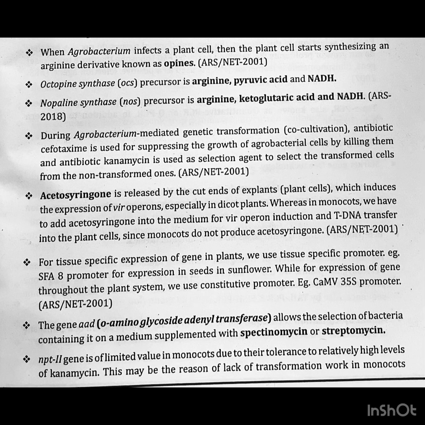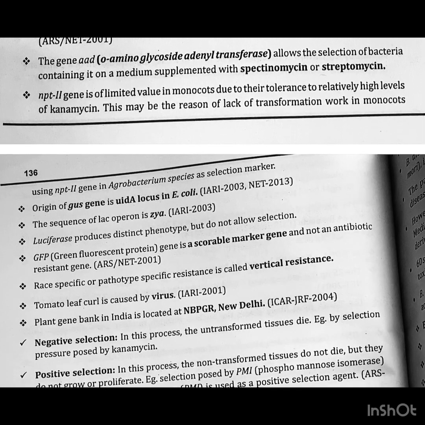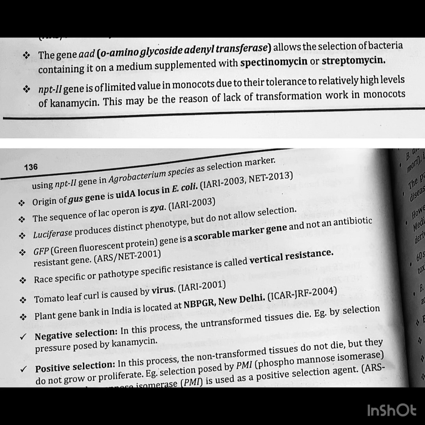The gene AAD, O-aminoglycoside adenyltransferase, allows the selection of bacteria containing it on a medium supplemented with spectinomycin or streptomycin. The nptII gene is of limited value in monocots due to their tolerance to relatively high levels of kanamycin. This may be the reason for the lack of transformation work in monocots. Using the nptII gene in Agrobacterium species as a selection marker.